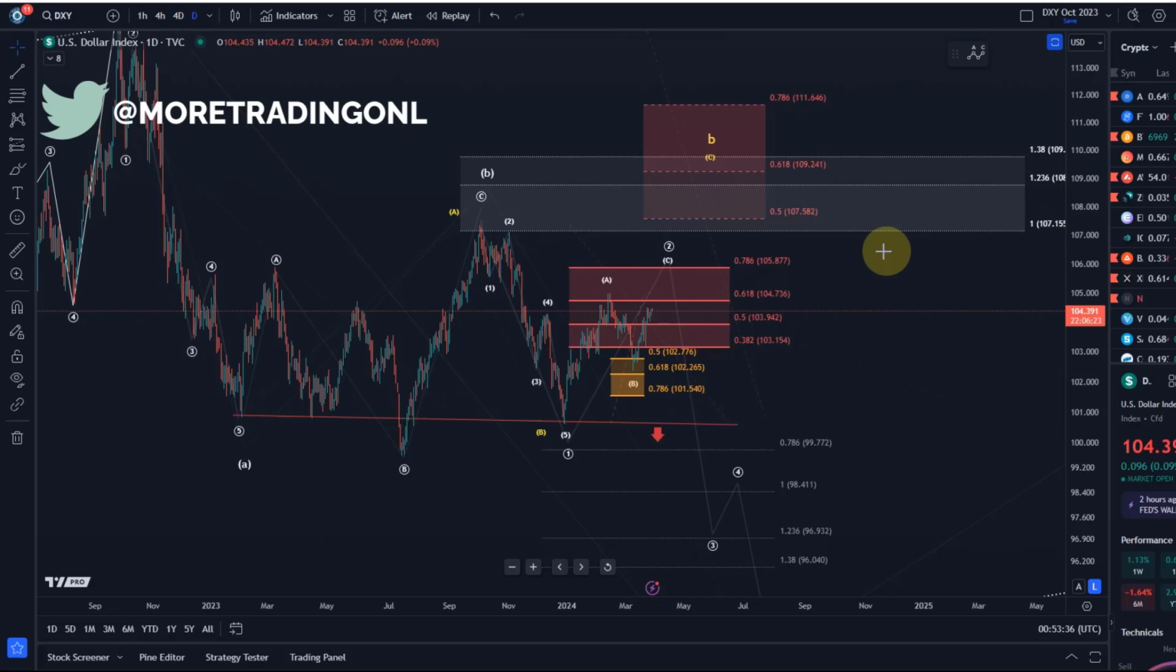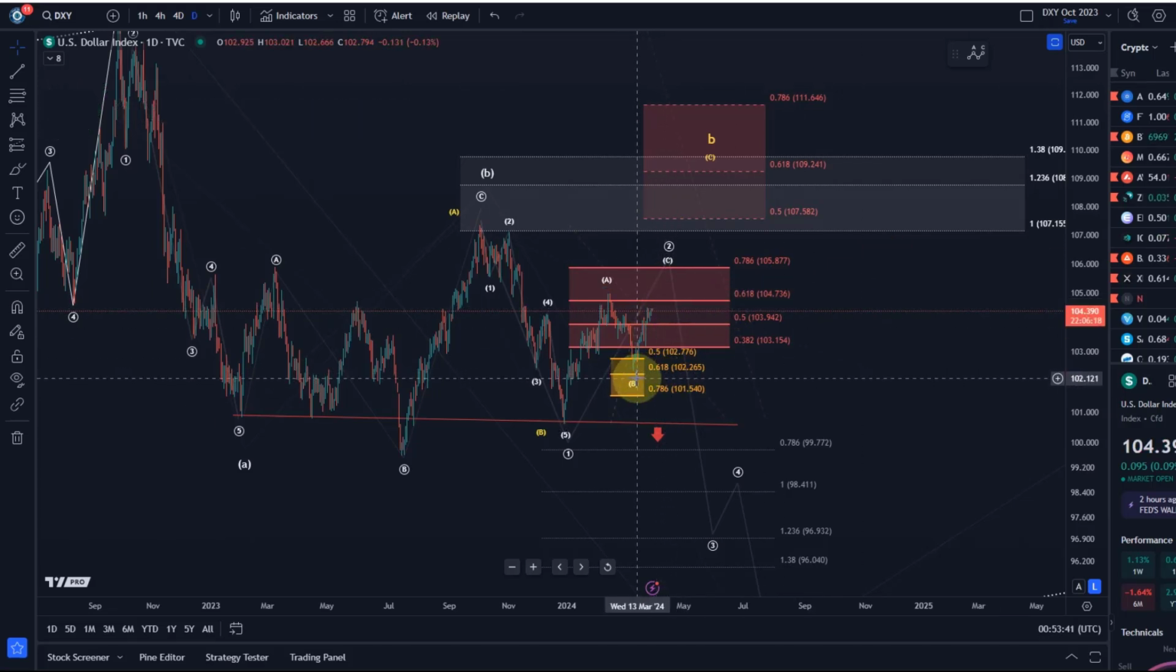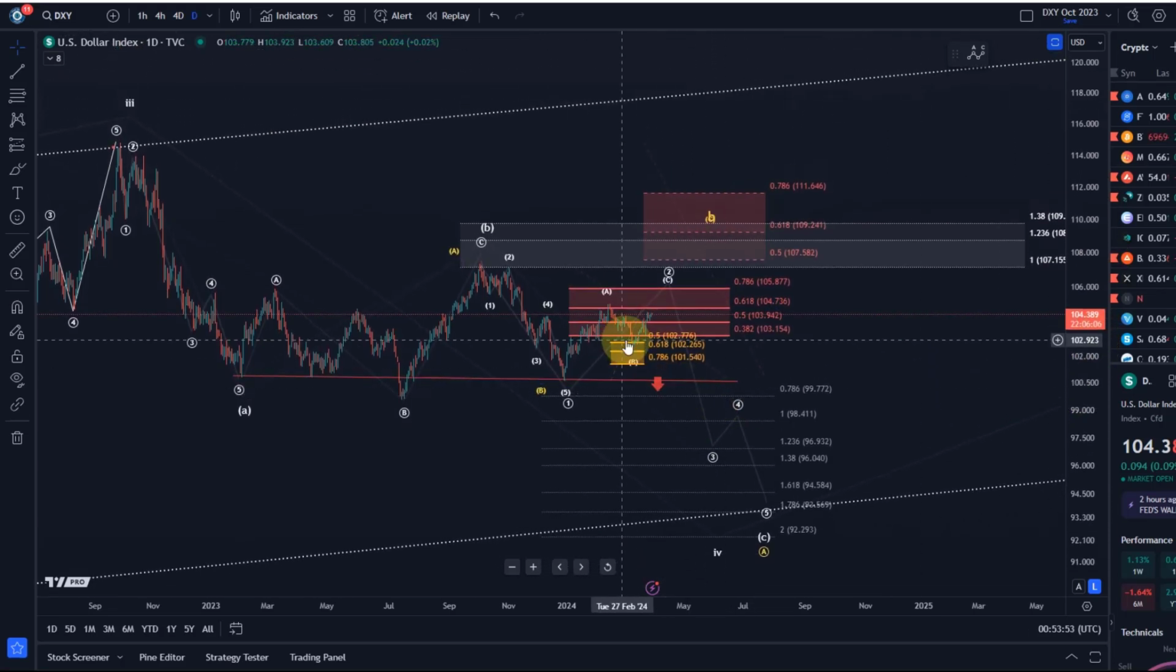The DXY has been pushing a little bit higher since the last update, nothing major, but we've had a reaction to the support region. We are now back in resistance, and the wave count that I presented before, this white scenario, which currently still is the preference, is getting challenged here. However, it is still a valid scenario. The white scenario is the more directly bearish scenario for the DXY.